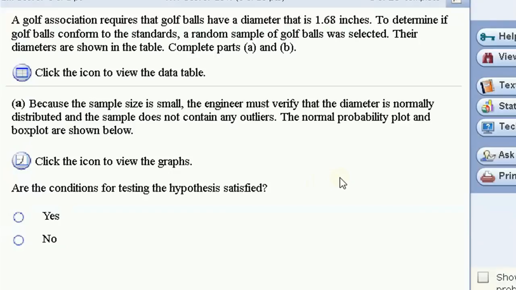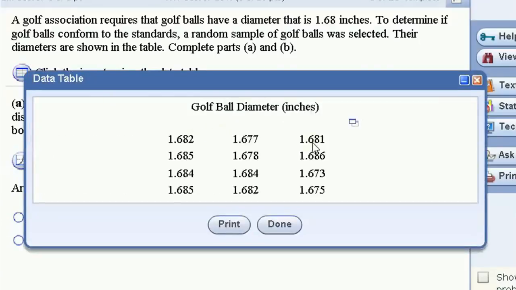All right, a golf association requires golf balls have a diameter that is 1.68 inches. To determine if golf balls conform to the standards, a random sample of golf balls was selected. Their diameters are shown in the table. Let's take a look at this table data. Okay, so we have 12 golf balls measured.